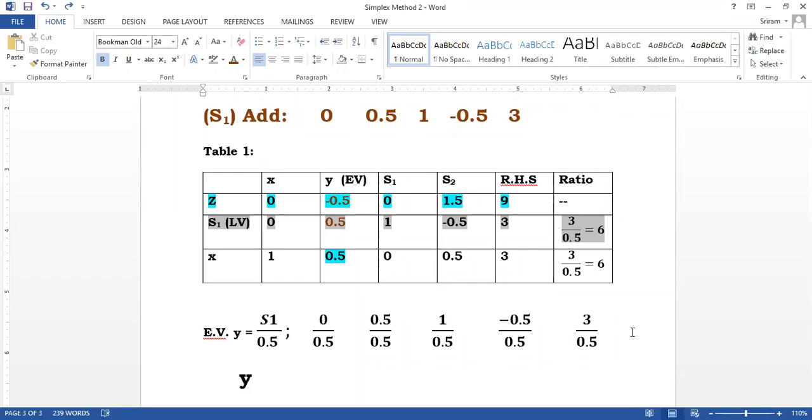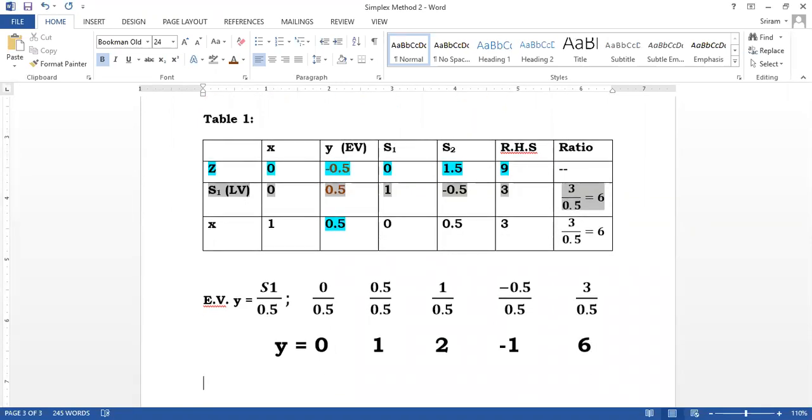The first number, 0 divided by 0.5, is 0. 0.5 divided by 0.5 is 1. 1 divided by 0.5, I am using the calculator, dear, is 2. Minus 0.5 divided by 0.5 is minus 1. 3 divided by 0.5 is 6. So I am going to take the corresponding value and divide by the pivotal element. Here the pivotal element is 0.5.